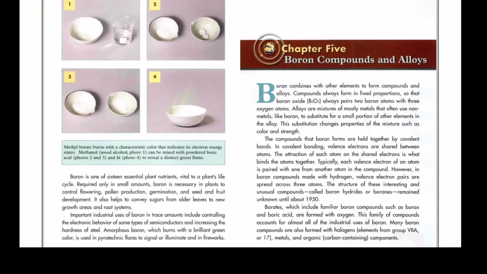Borates, which include familiar boron compounds such as borax and boric acid, are formed with oxygen, and this family of compounds accounts for most of all the industrial uses of boron. Many boron compounds are also formed with halogens, elements from group VIIa, or 17, metals, and organic carbon-containing components.